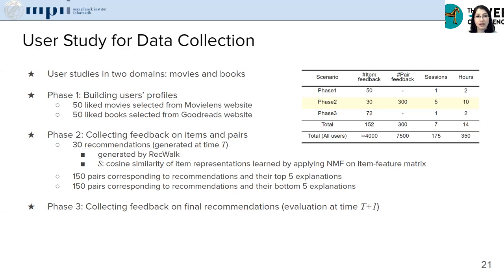Next, we asked users to rate these recommendations and generated pairs. So this phase required 10 hours from each user. To avoid task fatigue, this was spread over five 2-hour sessions. Lastly, we incorporated the collected user feedback into the model, produced new recommendations, and asked users to rate them for final evaluations. This phase was completed in a single session at the end of the third week.